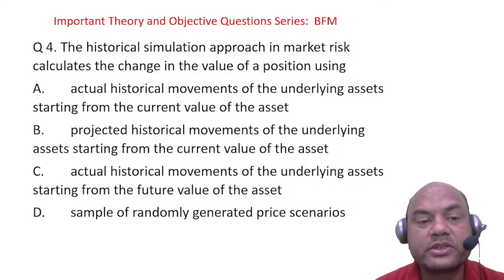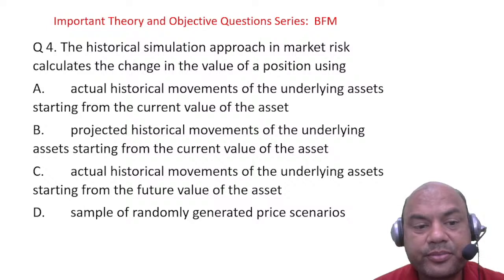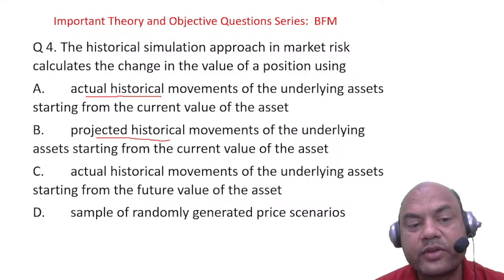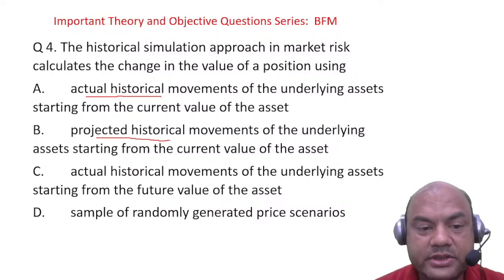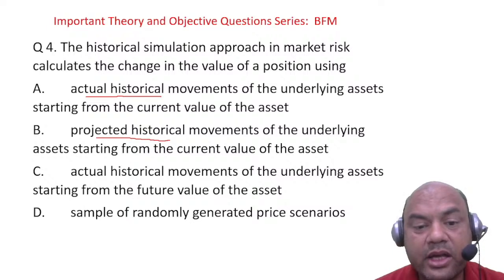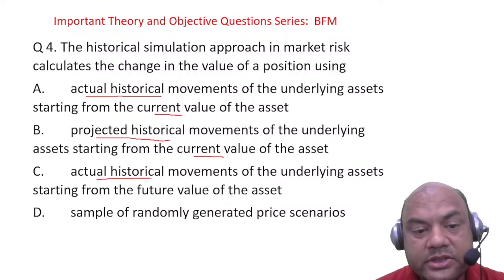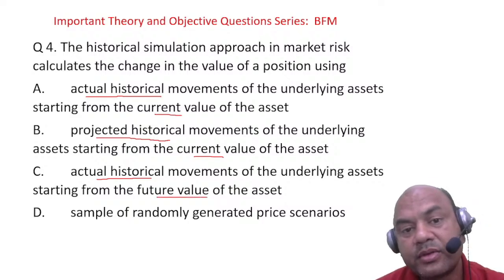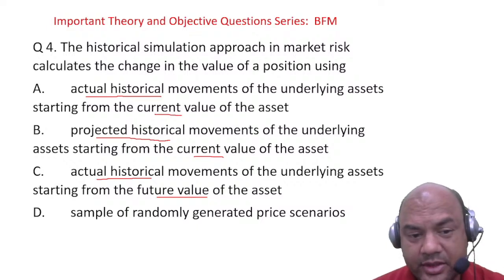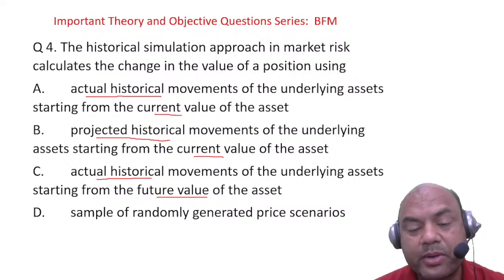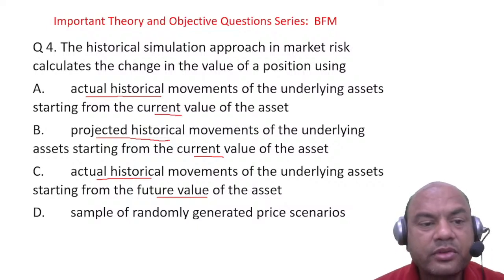See this, I'll give you a few hints over here. Actual historical movements. Second is projected historical movements. Actual historical, projected historical, and depending on the current value. So these are on current value. Third, C is actual historical movements starting from the future value. Now you think over it. And last one, sample of randomly generated price scenarios. Forget this. So the answer is between A and C.